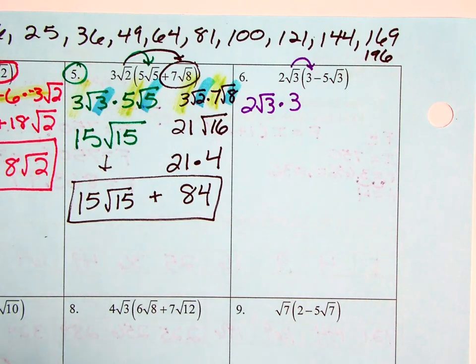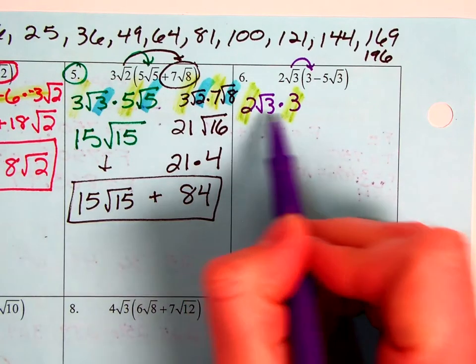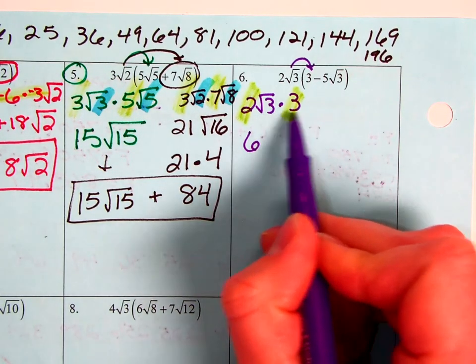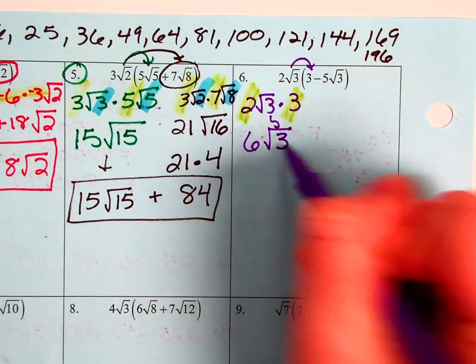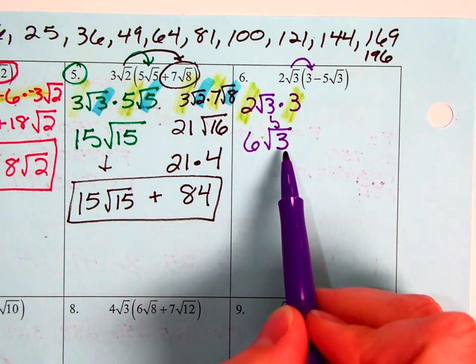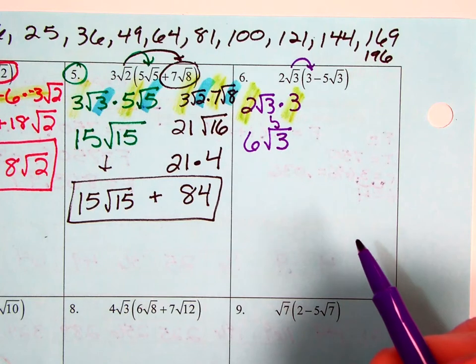Now when I look at it, I have 2 numbers that are outside of the radical, 2 and 3. So we're going to multiply 2 times 3 to get 6. There is no other number inside the radical, so I'm just going to bring that square root of 3 down. Then I need to simplify. Is there a perfect square that goes into 3 evenly? No, so that's as simplified as we can go.